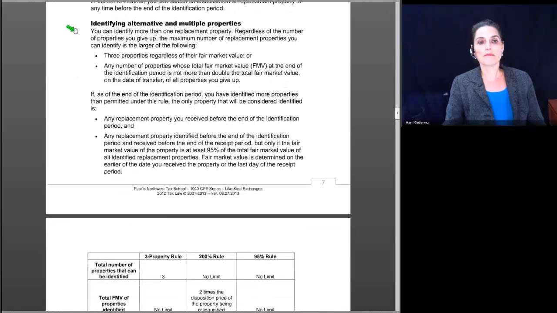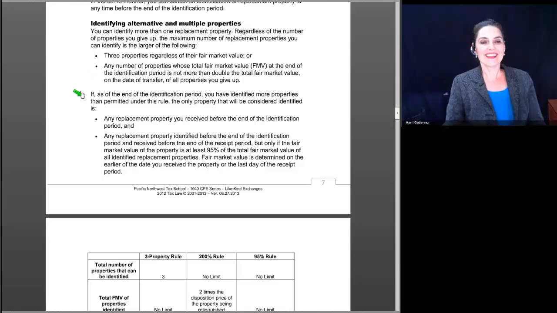Identifying alternative and multiple properties. You can identify more than one replacement property. Regardless of the number of properties you give up, the maximum number of replacement properties you can identify is the larger of the following: 3 properties regardless of the fair market value, or any number of properties whose total fair market value at the end of the identification period is not more than double the total fair market value on the date of transfer of all properties given up.